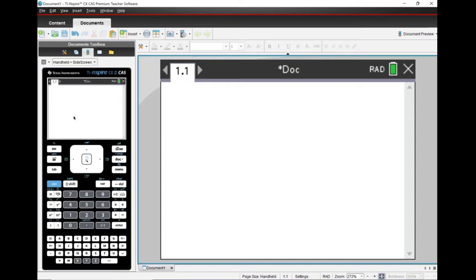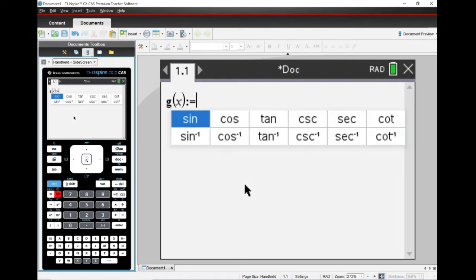So here's my calculator, and I'm going to define a new function. It looks like I had already previously defined it, so that's okay, I'm going to redefine it. How do I know that it had been previously defined? Because G is bold. So I'm going to redefine it, and I'm just going to call it cosine of x. And here's my deal. I always make sure that I hit that button. You can see it's highlighted in red.